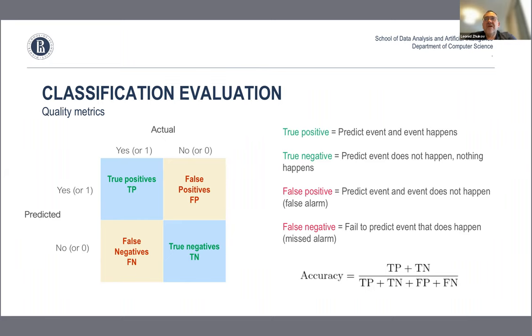And that's why we talk about true positives, where you predict an event and the event happens. True negative, which is when you predict that something doesn't happen and it doesn't happen. And both of those, true positives and true negatives, are the cases where the model performs correctly. And then there are the two cases when the model is wrong: when you predict an event and the event doesn't happen, it's a false alarm, or you fail to predict an event when the event happened, it's a missed alarm. And so there are four numbers corresponding to this. And we call them true positive, false positive, false negative, true negative.